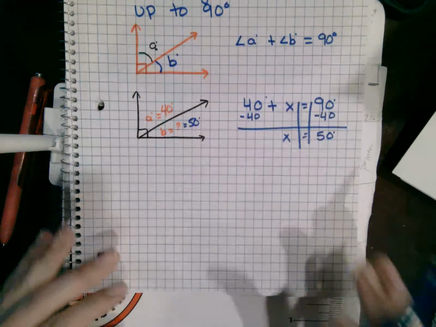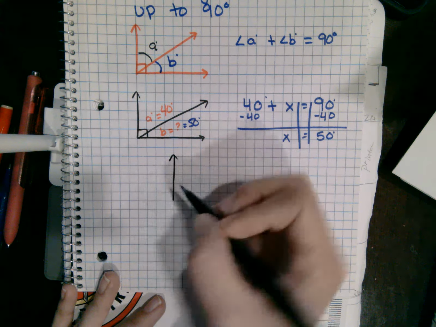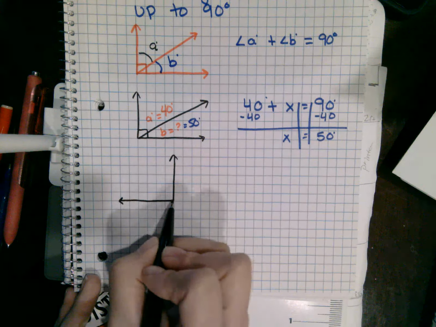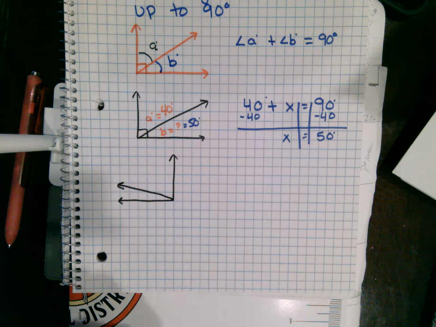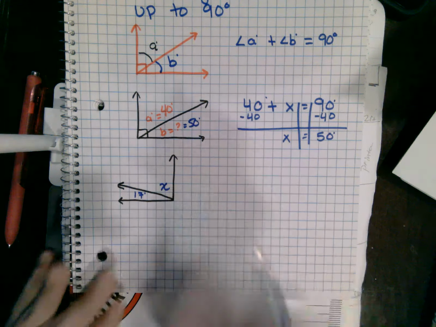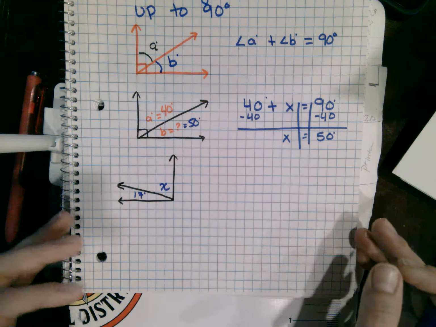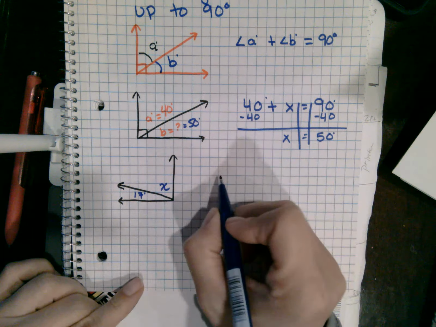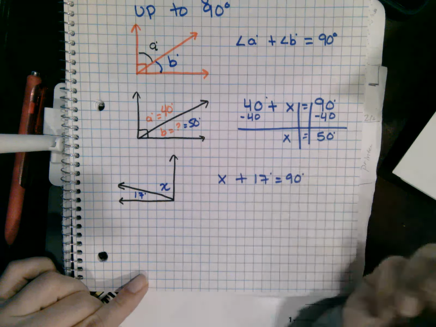Okay? Now sometimes your angles could be drawn the other way. This way. And then it's split somehow. Like that. And we're going to say that this is 17 degrees and this is just X, right? You don't really know which one's A and B. It doesn't really matter. So 17 degrees, that's a 17. That's X. So you could also write it as X plus 17 degrees is equal to 90 degrees.